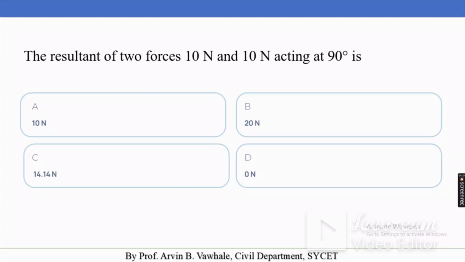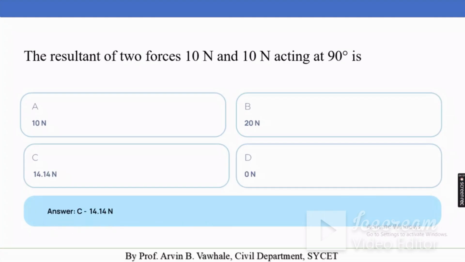9. The resultant of two forces, 10 Newton and 10 Newton, acting at 90 degrees is A, 10 Newton. B, 20 Newton. C, 14.1 Newton. D, 0 Newton. So we know the formula of resultant R equals under root 10 square plus 10 square, equal to under root 200, that is 14.14. The answer is option C, 14.14.